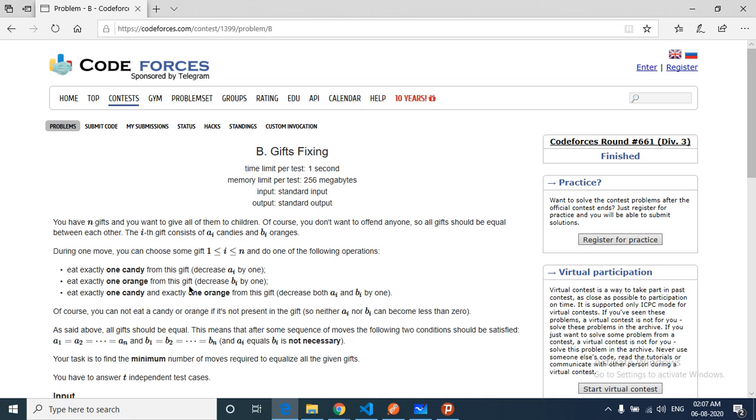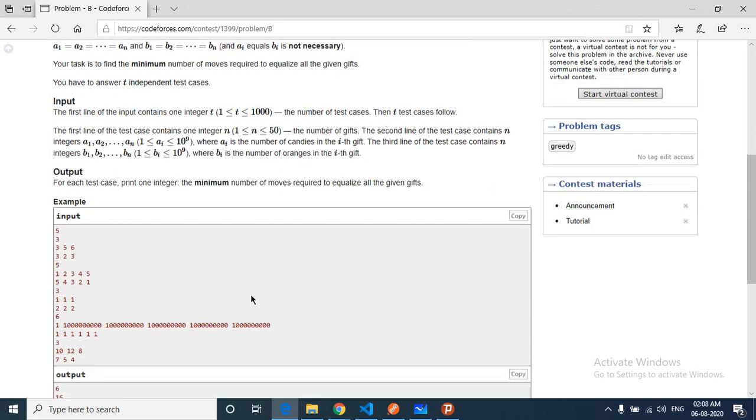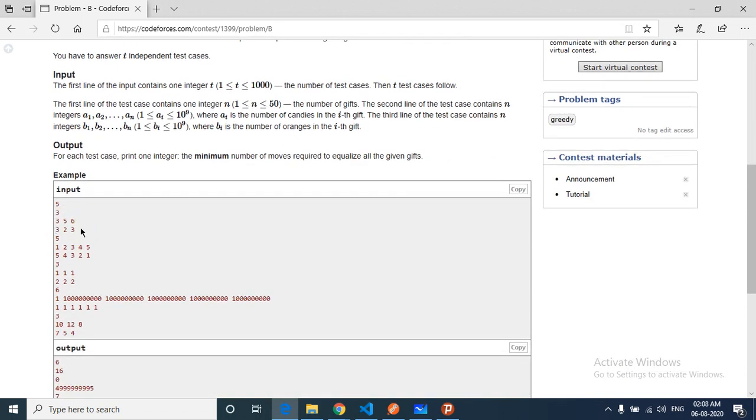After all these operations, you have to make all the gifts identical, which means a_1 equals a_2 up to a_n, and b_1 equals b_2 up to b_n. You have to find the minimum number of moves required to equalize all the gifts. Now let's move on to the test case, with gift 1, gift 2, gift 3. Gift 1 has 3 candies and 3 oranges, gift 2 has 5 candies and 2 oranges, and gift 3 has 6 candies and 3 oranges. So these are the 3 gifts.